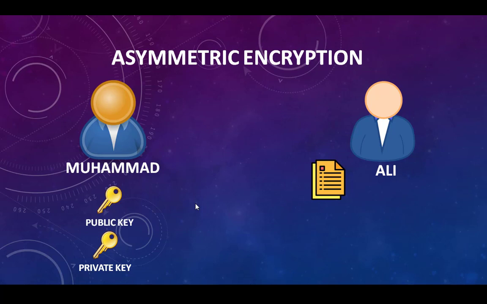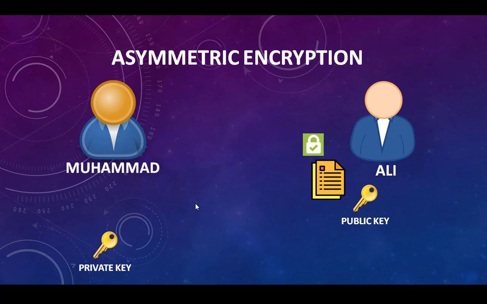But let's say that Muhammad wants Ali to send a document. Muhammad calls Ali and says that he wants a document, so what our encryption algorithm will do is send the public key to the receiver, and our receiver is Ali. So Ali receives the public key of Muhammad, and then he will encrypt his document using Muhammad's public key.